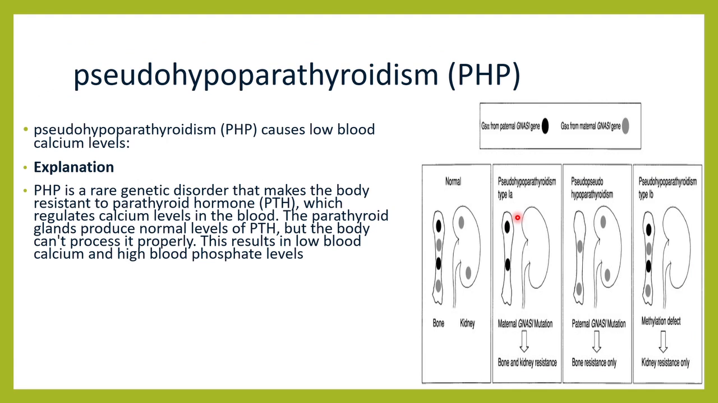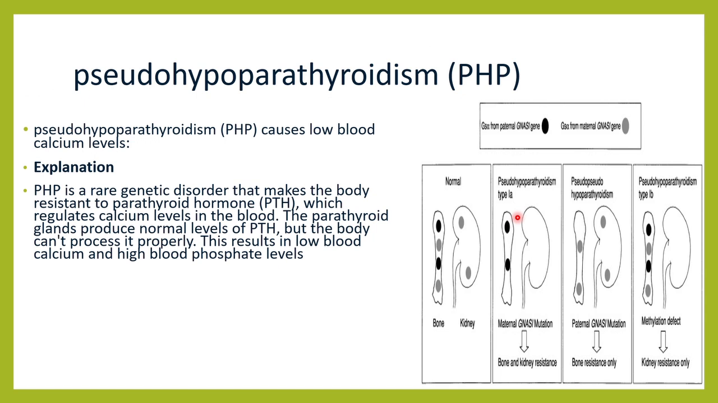Now there is something called pseudohypoparathyroidism. Pseudohypoparathyroidism is a genetic disorder. It's a very rare genetic disorder wherein the body is resistant to parathyroid hormone. Though the parathyroid hormone levels are normal, the body is resistant to that PTH.